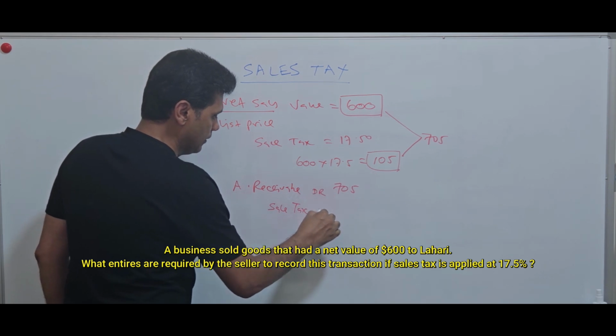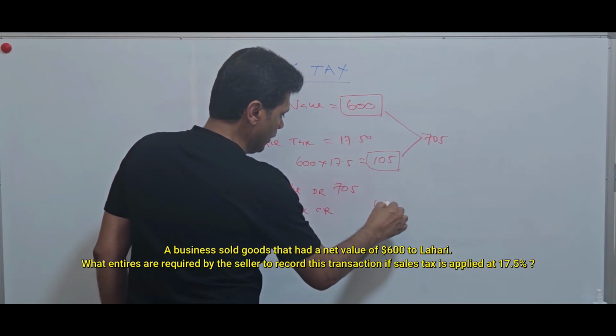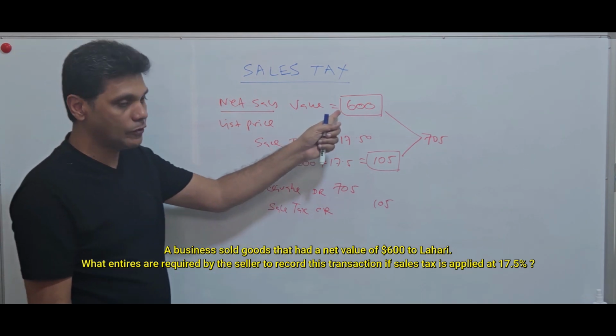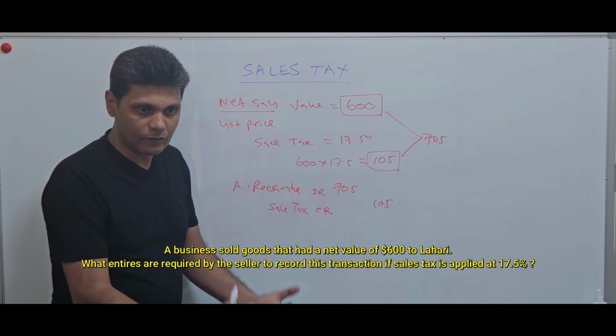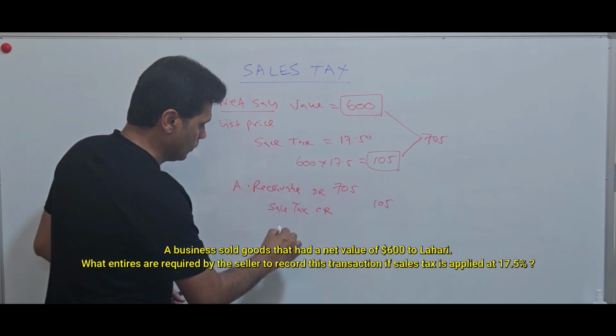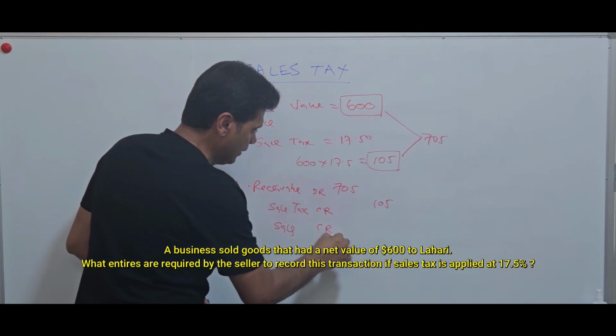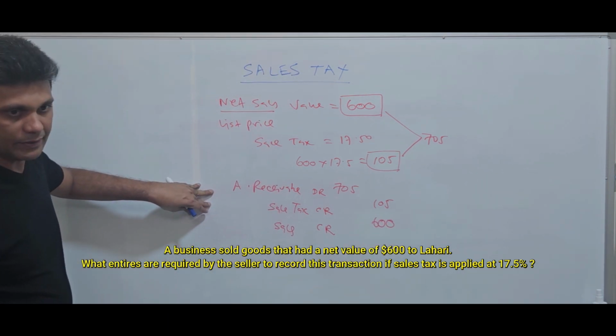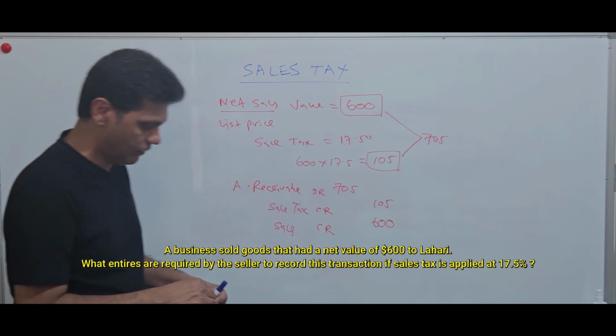This is debit, this is credit, 105, and your actual sales is how much? Actual sales is going to be 600. So that will be recorded in your books, right? So sales credit 600. So this is the double entry. So next question. What is the next question?